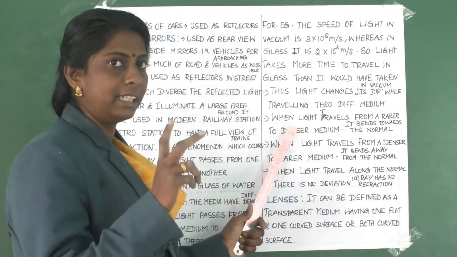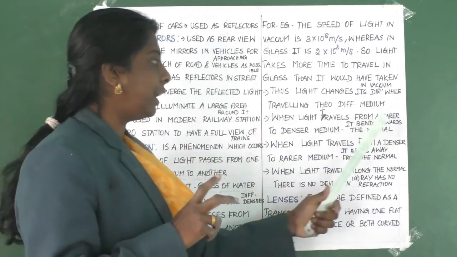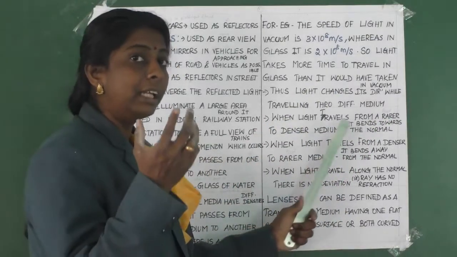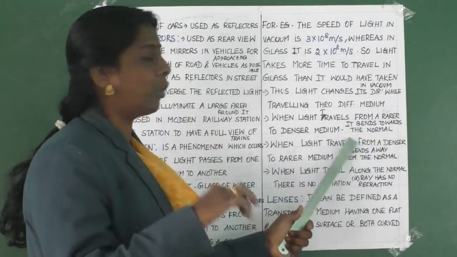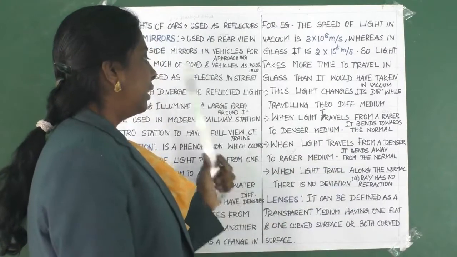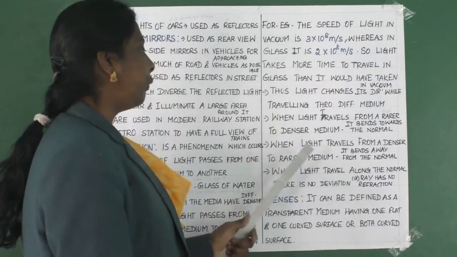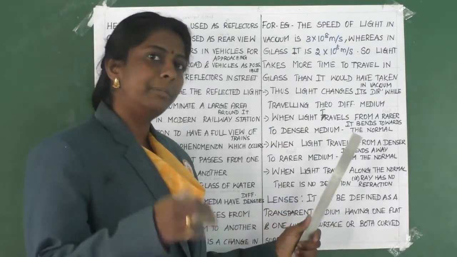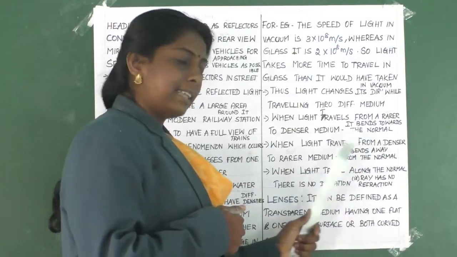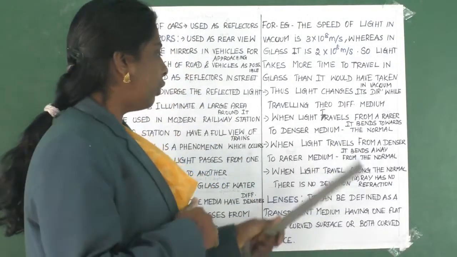Then here, when light travels from a rarer to denser medium, two media, is it not? They have different densities. So when light travels from a rarer to denser medium, how will it be? It bends towards the normal. Then when light travels from a denser to rarer medium, it bends away from the normal.